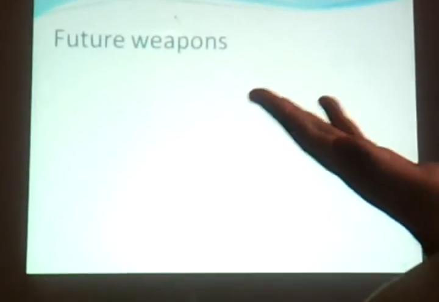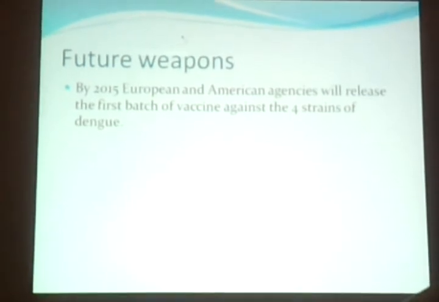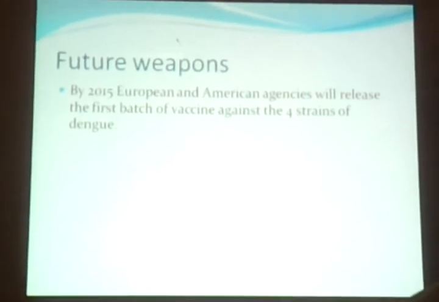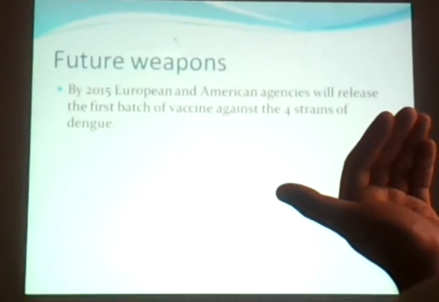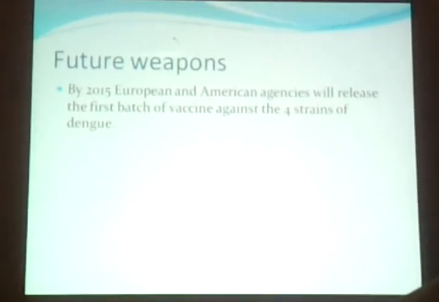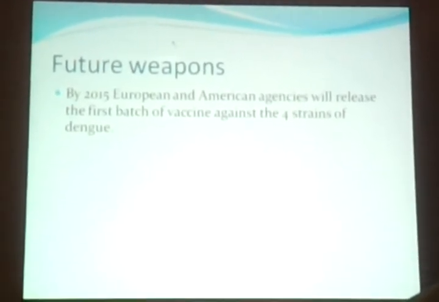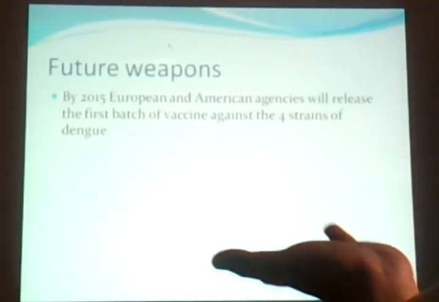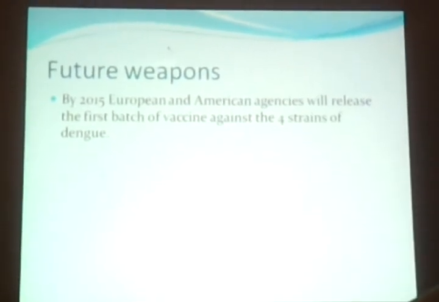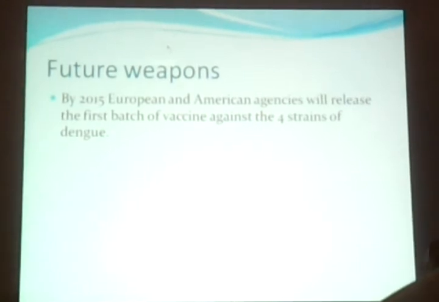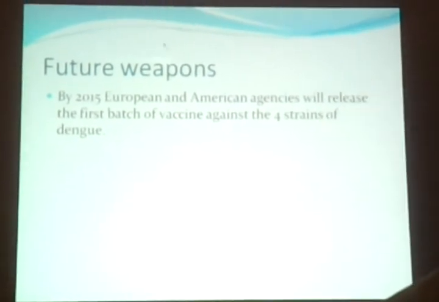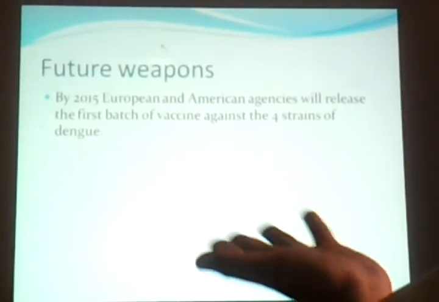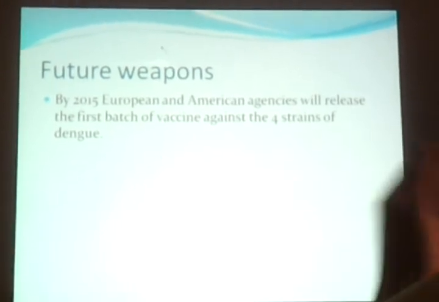Future weapons. By 2015, European and American agencies will release the first batch of vaccine against the 4 strains of dengue. So there will be a vaccine in the year 2015, tops 2016, to cover all strains of dengue. But of course, they will vaccinate their European countrymen and Americans first, and then they will sell it to Asia. So that's the sad part. In Europe, they don't have dengue, but they're the ones developing the vaccine.